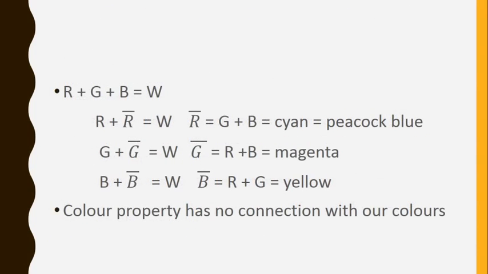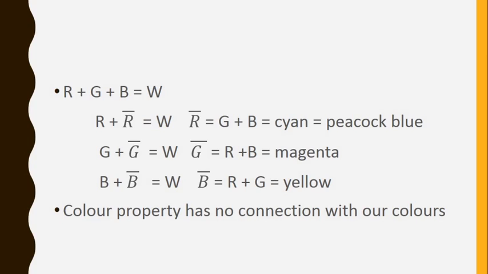We know that red, green, and blue together form white. And we also know that R and R bar give you white. So what will be R bar? Anti-red will be green plus blue, that is cyan, comparing with the first equation. That will be the color of peacock blue.